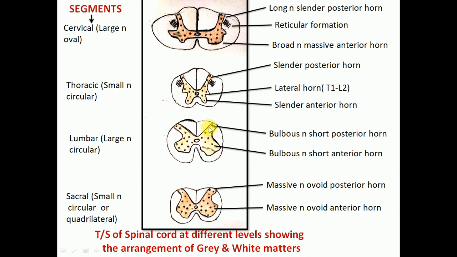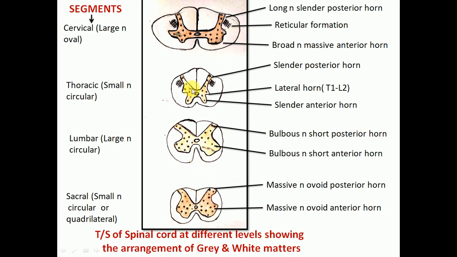Now white matter, as can be seen in the diagram, is greater in amount in the cervical region, and thereafter it decreases. Now reticular formation can be seen only in the cervical region and up to the T7 segment of the thoracic region, and thereafter reticular formation is absent.